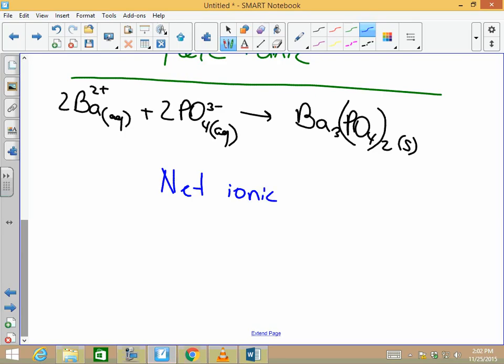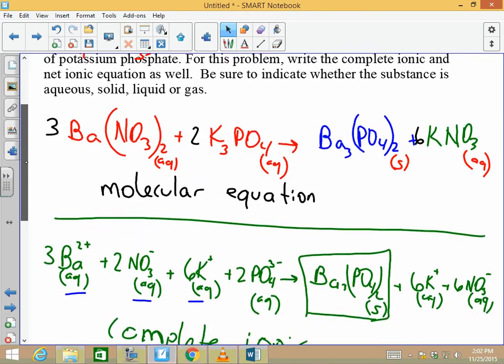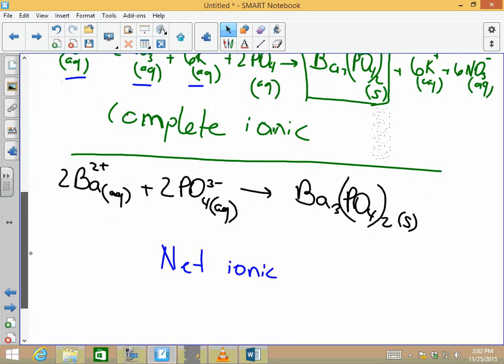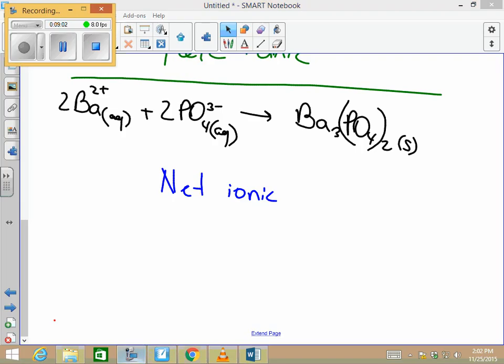ionic. So I just went over 3 different equations. I did my molecular equation, I did my complete ionic, and at the end I did the net ionic, which is the production of whatever is different. Okay, and that does it for this type of equation. I hope you have learned something from this clip. Thank you.